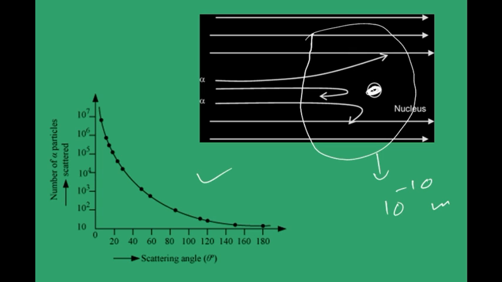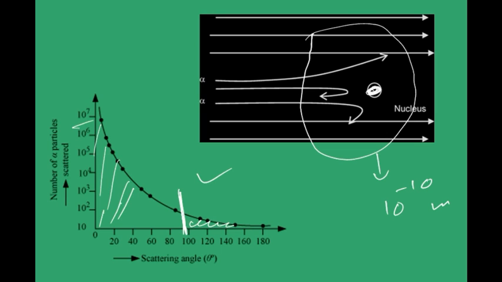So if you observe, there were very few particles that were deflected by an angle more than 90 degrees, and there are many particles which are not much deflected. Through these observations, he said that much of the atom was empty and only a small volume of it was occupied by the nucleus, that is, the positive charge concentrated.